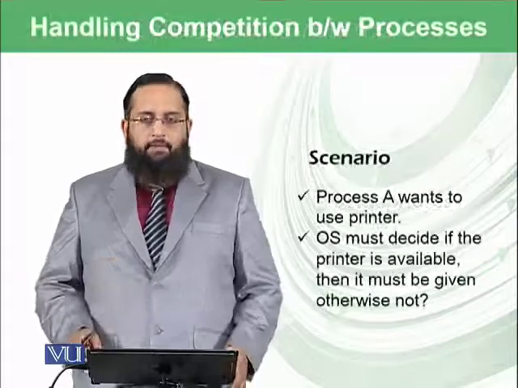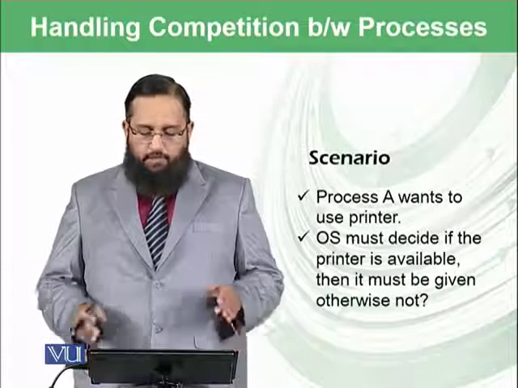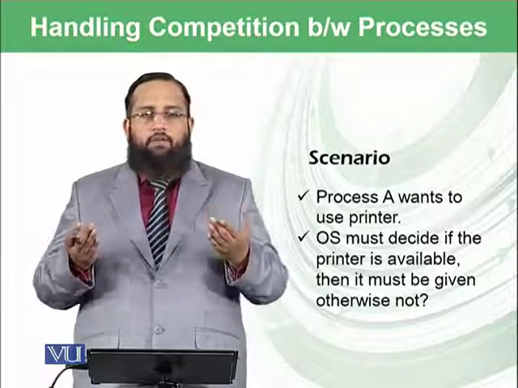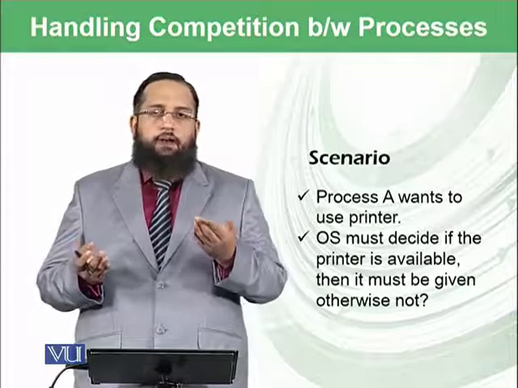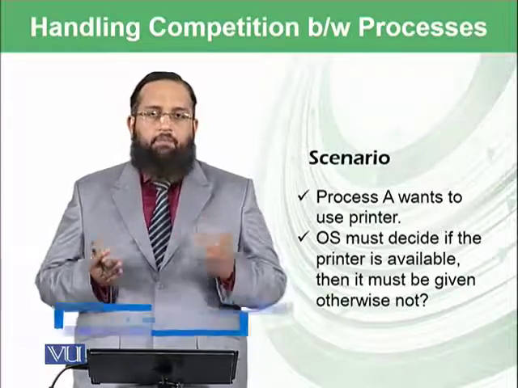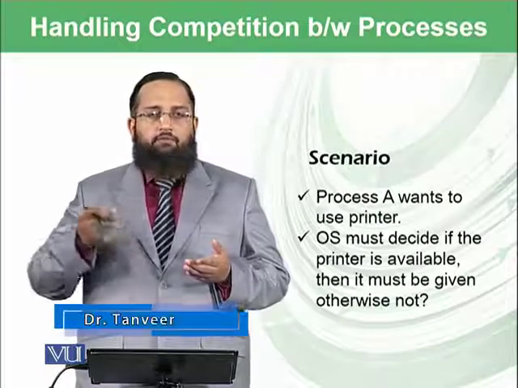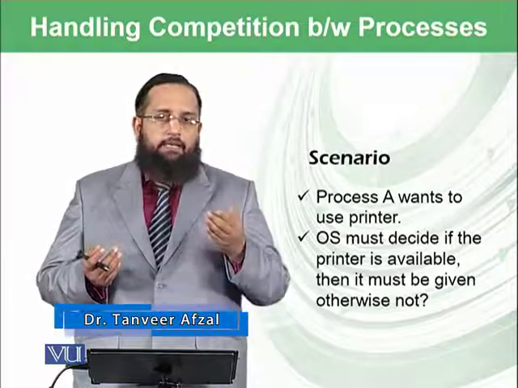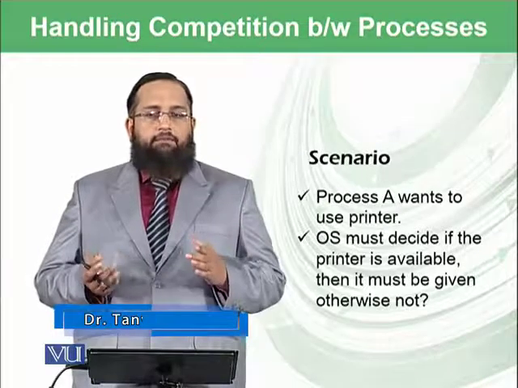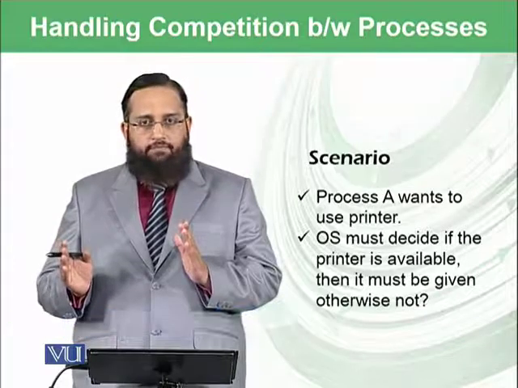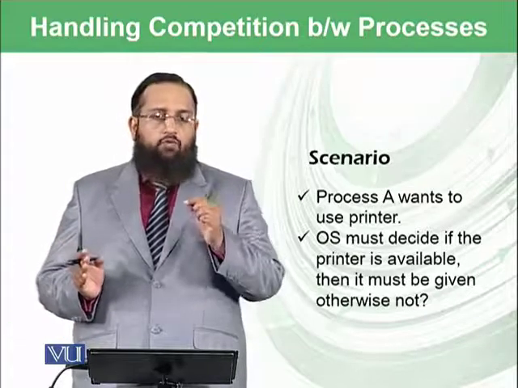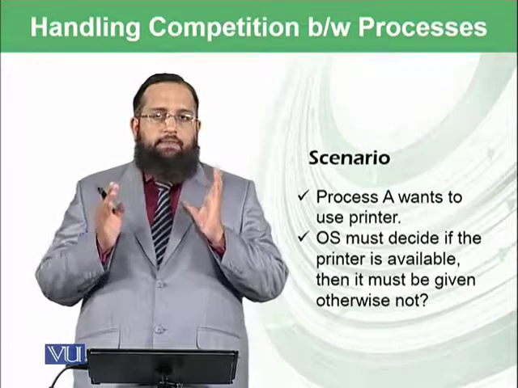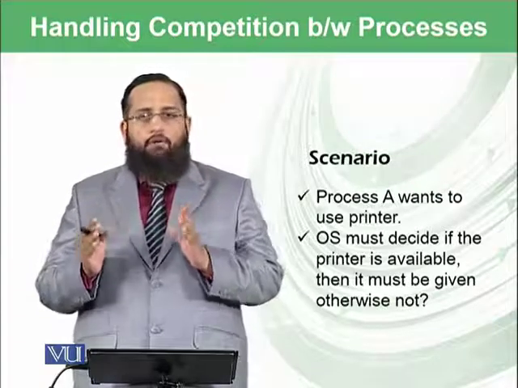For example, process A wants to use a printer. So what would be the logical order which comes to your mind? If the printer is available, then we should give the printer to process A. However, if the printer is not available, then process A should wait. So how do we store whether the printer is available or not available?